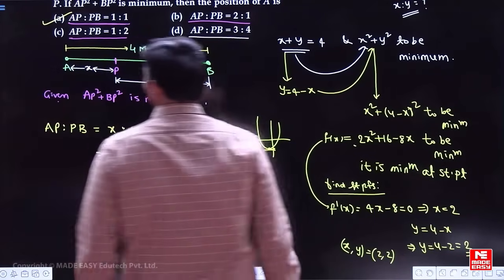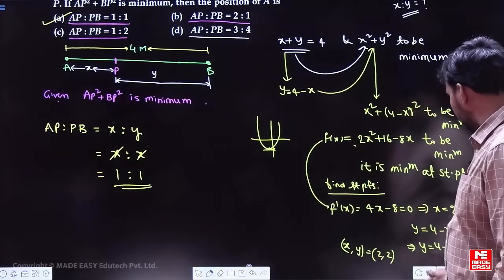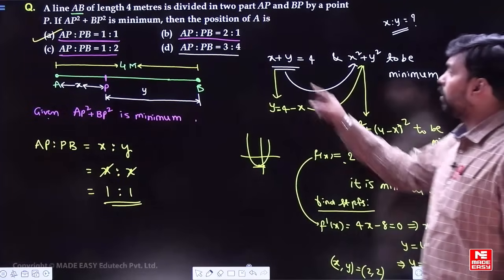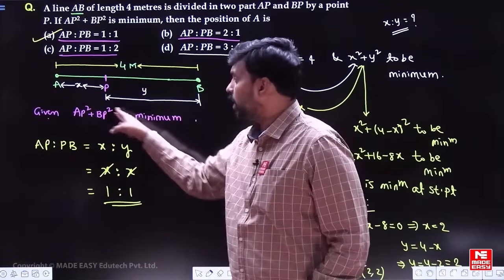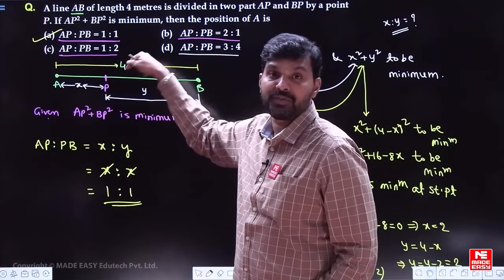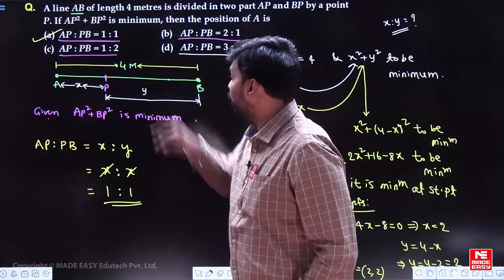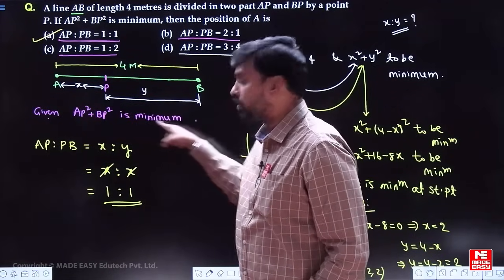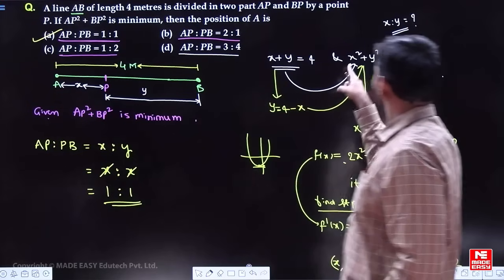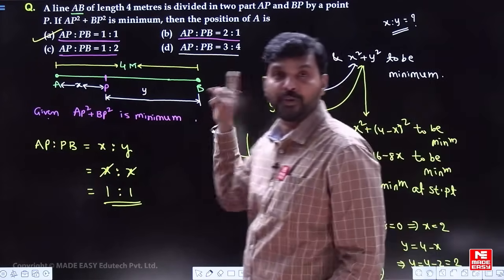So A is the answer for the question. Okay, a slightly different question, but you should learn to apply maxima and minima. Now the condition given, according to this diagram, is that x plus y will be 4. That is the given constraint. Under the constraint that x plus y is equal to 4, you have to minimize this function, that is, x square plus y square is to be minimum when x plus y is equal to 4.